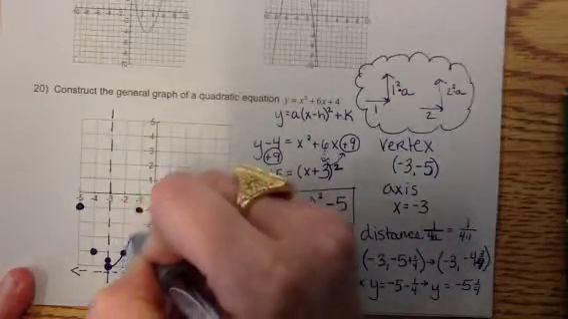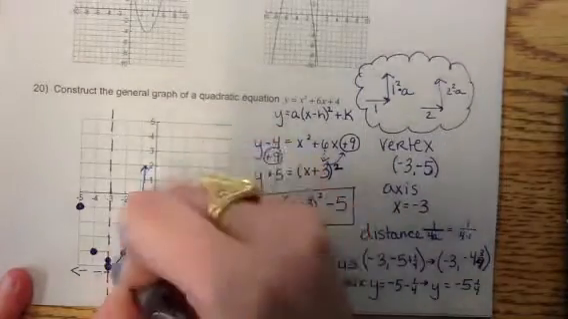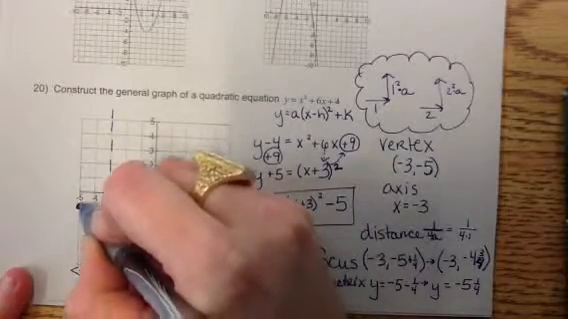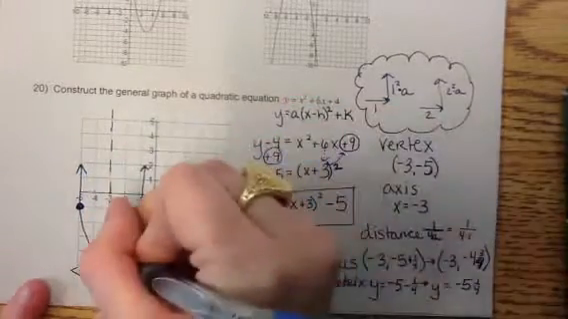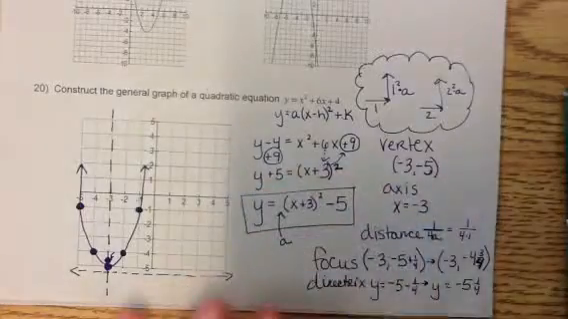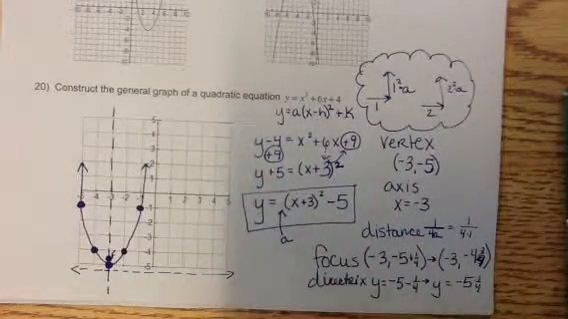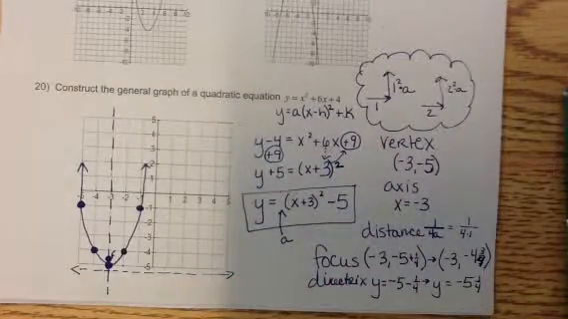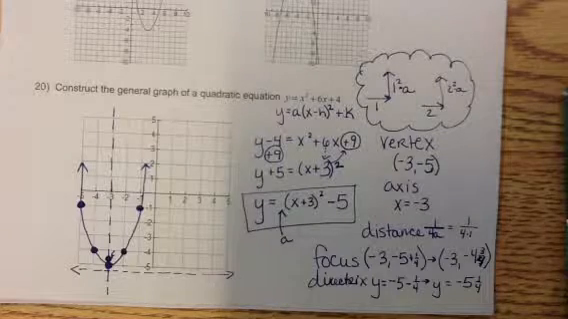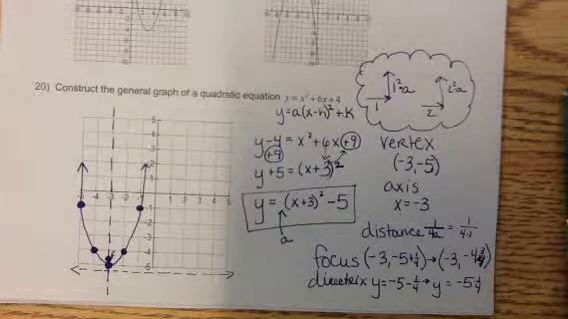Your curve comes from the vertex, not the focus, so make sure that your focus is not connected. You can even put a little F next to the focus so you remember what it is. And those are all the steps to graphing the quadratic equation for problem number 20.